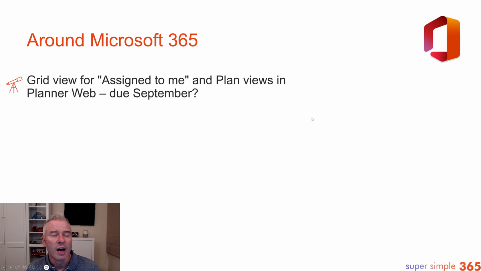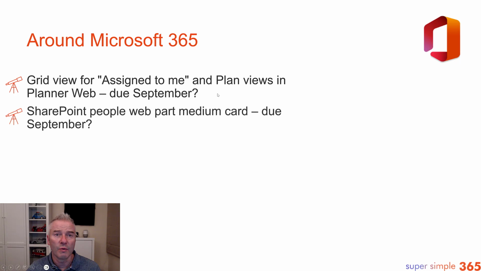What else do we have? The grid view for Assigned to me. I really like the look of this. I use Planner almost every day, and I go to Assigned to me to filter what's been assigned to me across multiple plans, and the ability to look at it in the grid view might be quite nice. So looking forward to that. Penciled in for September. I can't imagine that's going to happen, but I'll let you know when we get more information.